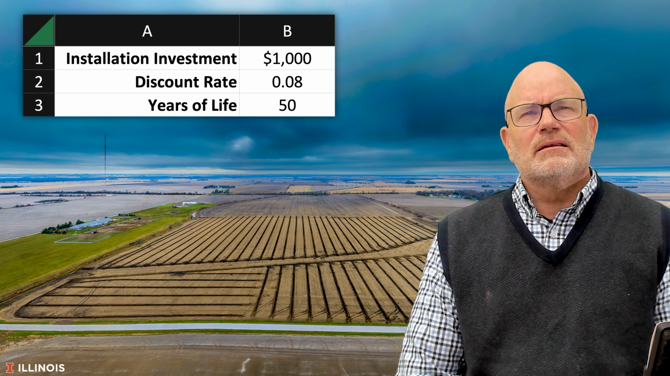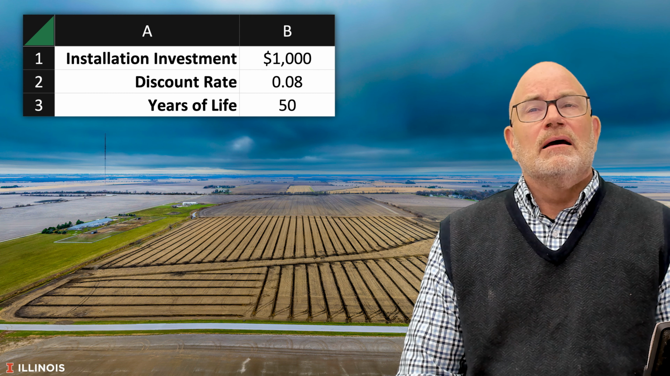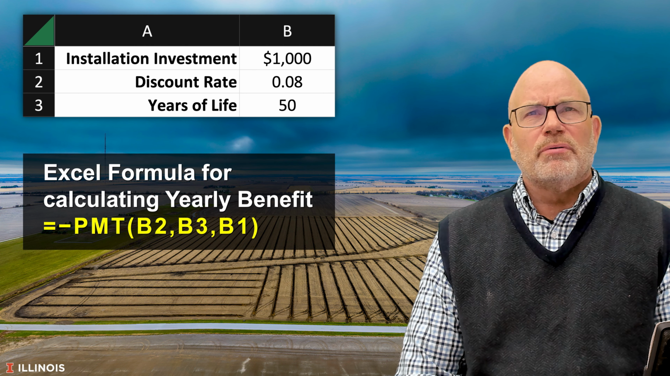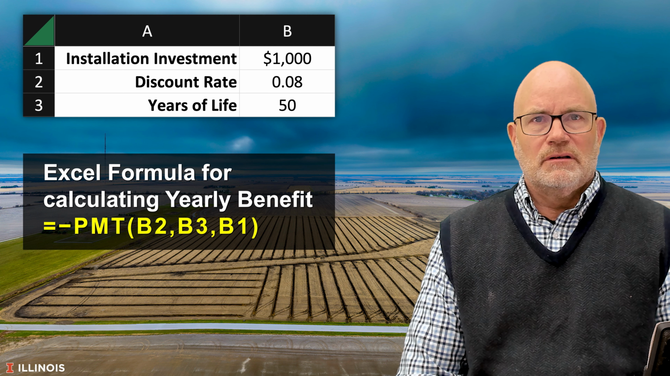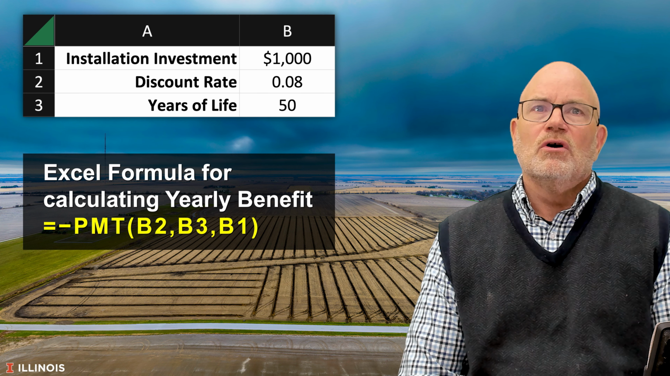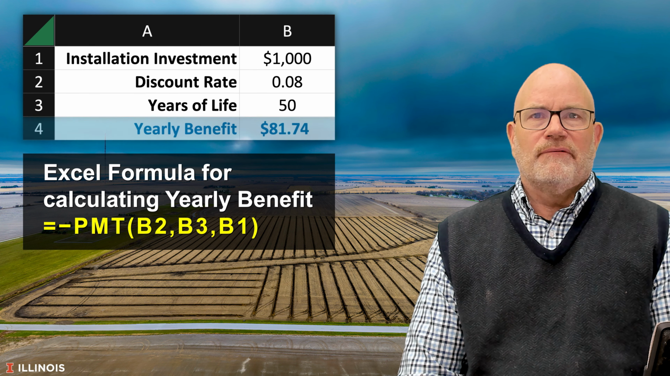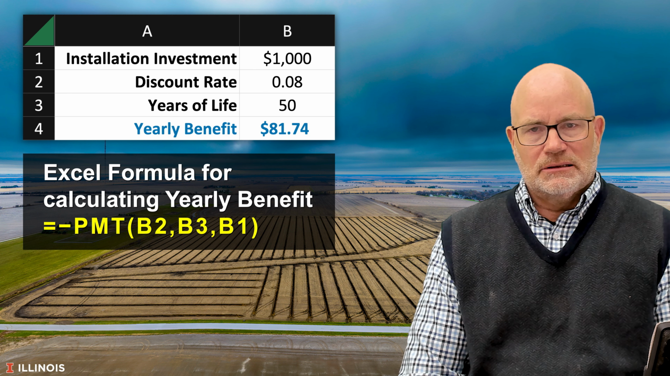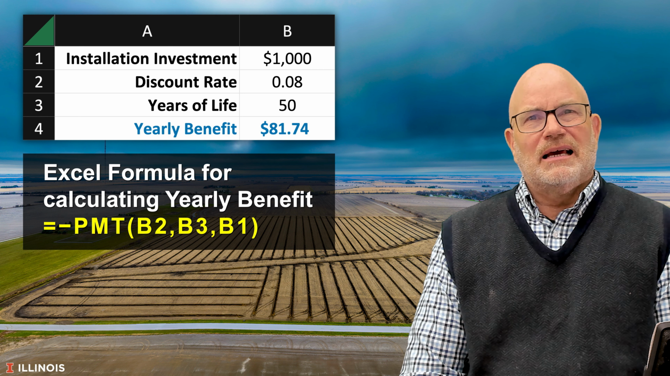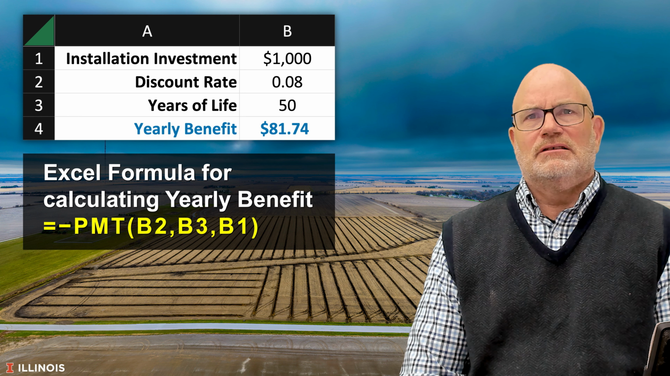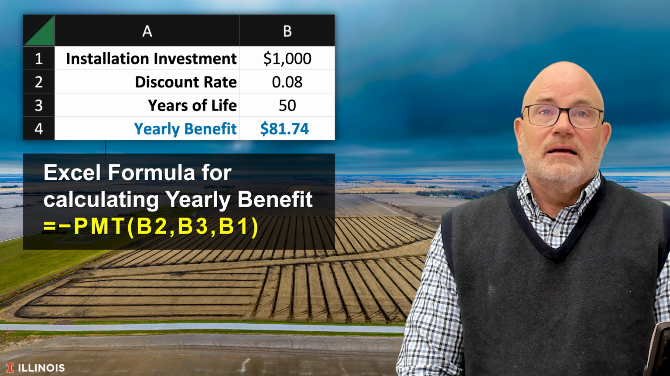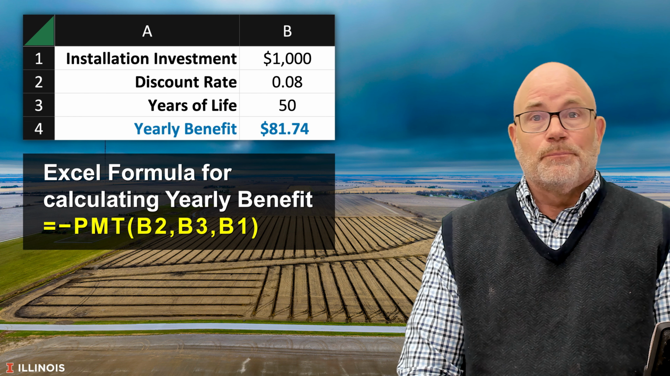We then calculate the yearly benefit by using the payment function in Excel. And given the three parameters above, $1,000 installation investment, 8% discount rate, and 50 years of life, we come up with the yearly benefit of $81.74. That means that every year for the next 50 years, we must receive at least $81.74 to justify economically the $1,000 investment in tile drainage.